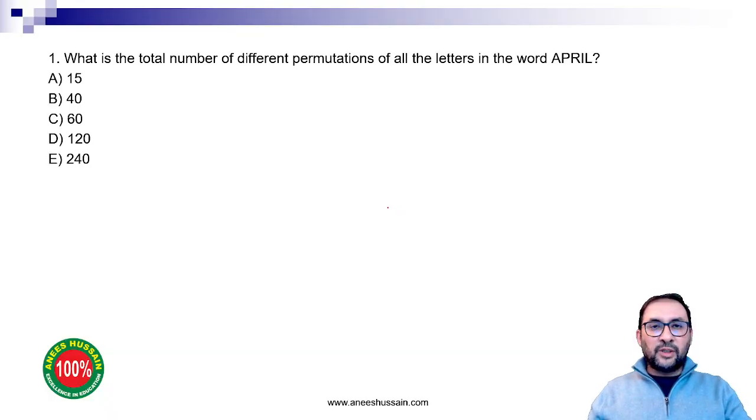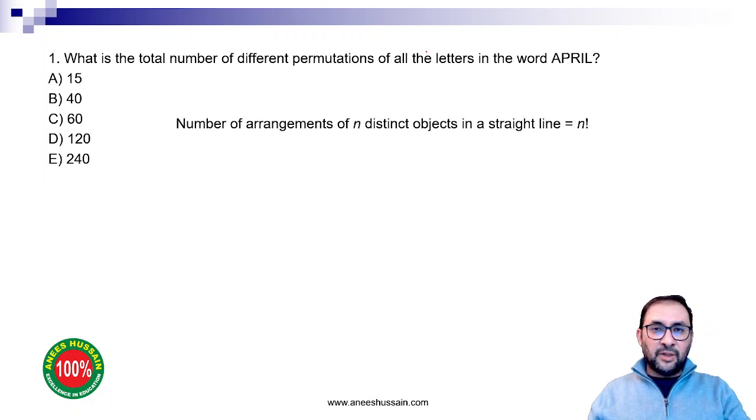Question number 1 says, what is the total number of different permutations of all the letters in the word April? So we're trying to figure out the number of arrangements of all the letters in the word April. All 5 letters A, P, R, I, L are different from each other.